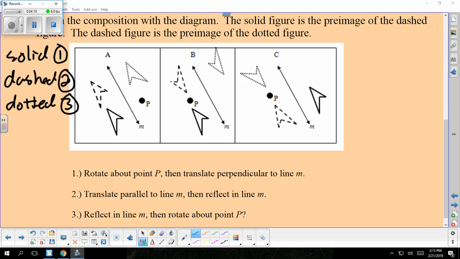All right, here we go. Let's see how we did. So let's look at this first one. To get from this solid to the dashed in A, that's a translation. And then to get from the dashed to the dotted, we're going to have to reflect it. So translate parallel to line M, and reflect across M. That's going to be A right there.